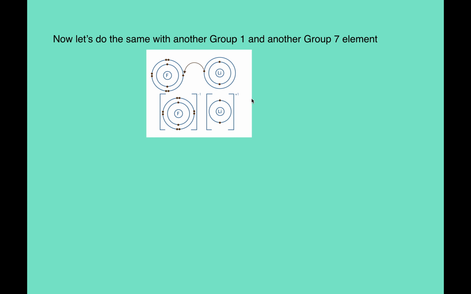Let's have a few more examples. If lithium reacts with fluorine, lithium loses its outer shell electron and gives it to fluorine, so now you have a fluoride ion, 1-, and a lithium ion, 1+. From that, you can work out that the formula of lithium fluoride must be LiF. For every lithium ion, there's a fluoride ion.